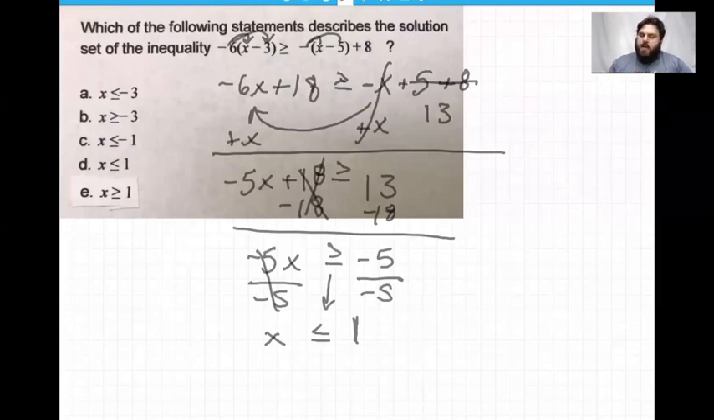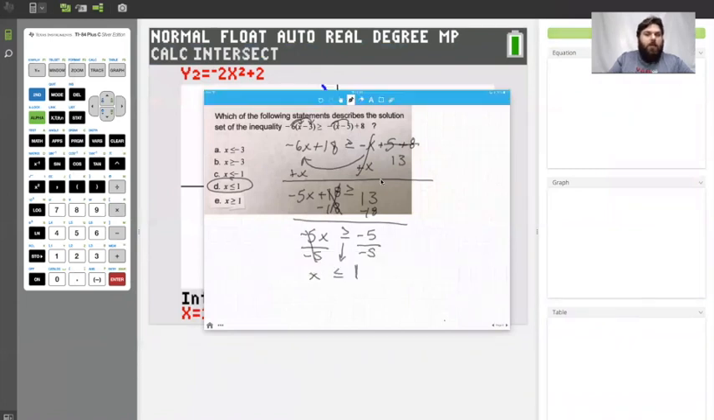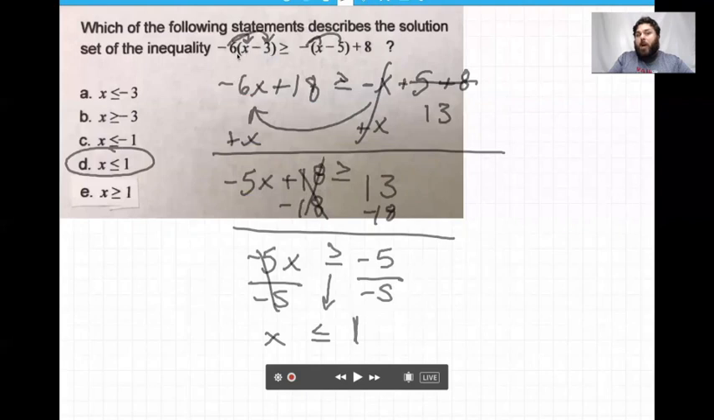Okay, so we're going to say choice D is the best answer. X is less than or equal to 1. This one you actually could graph. You can actually solve inequalities by graphing. It's not terribly impossible. Let's look at it real quick. You just graph the left side, graph the right side, and we want to find out when the left side is bigger or equal to the right side.